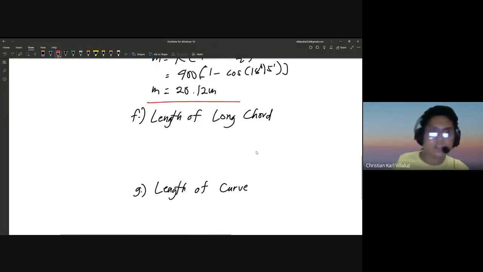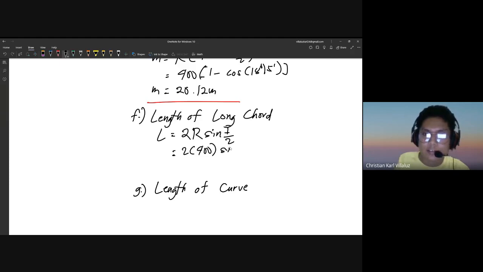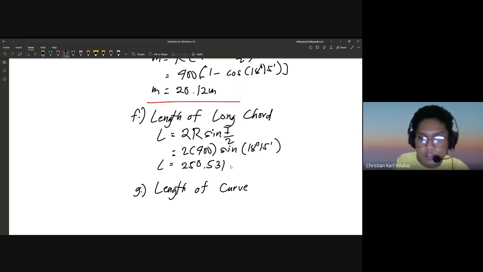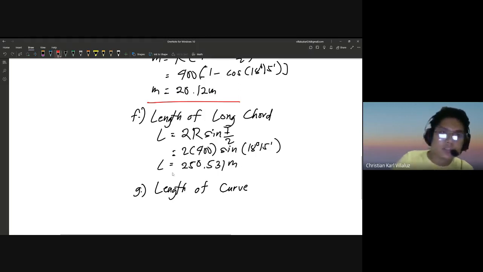Length of long chord. Formula based then. Long chord, 2R sine I over 2. So, 2 times 400 times sine of 18 degrees, 15 minutes. So, the length of long chord is 250.531 meters. Okay.